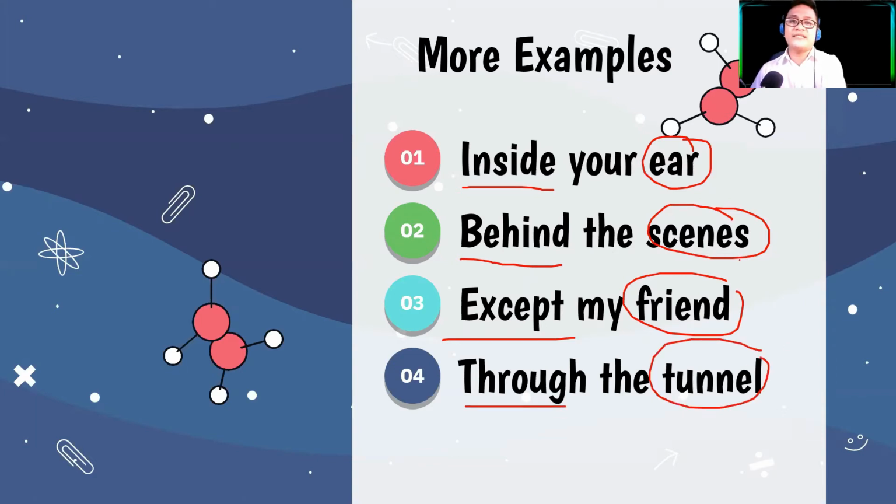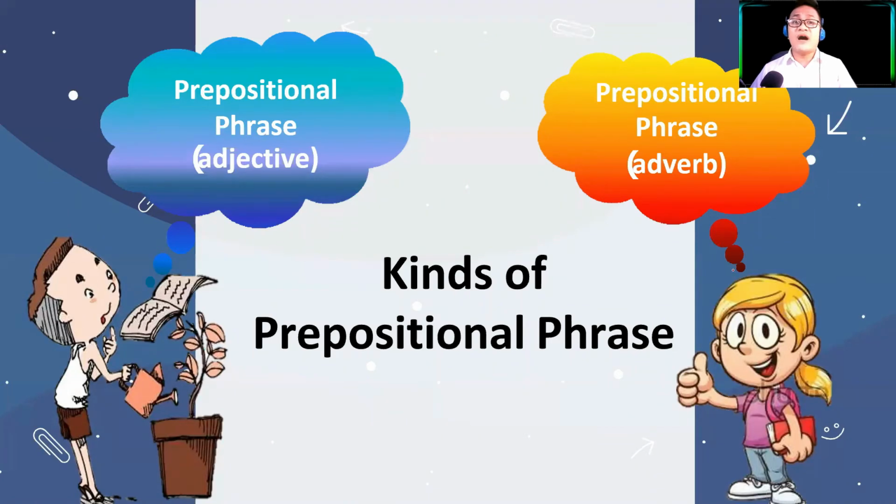So let's proceed. There are 2 kinds of prepositional phrase. We have the prepositional adjective phrase and we have the prepositional adverb phrase. So what is the difference between the 2 kinds of prepositional phrase? Alamin natin.